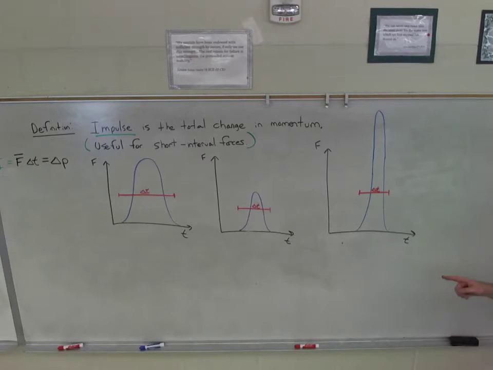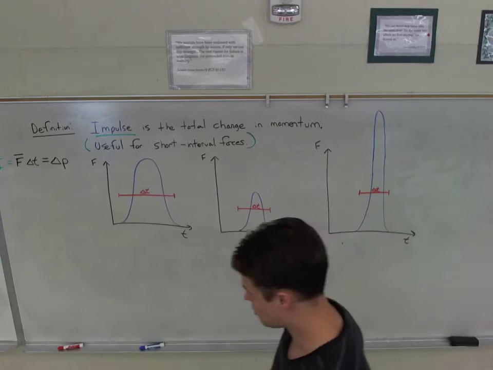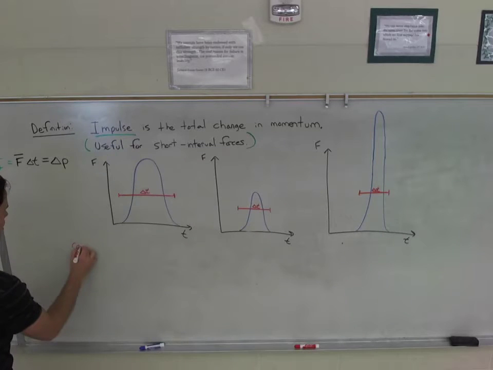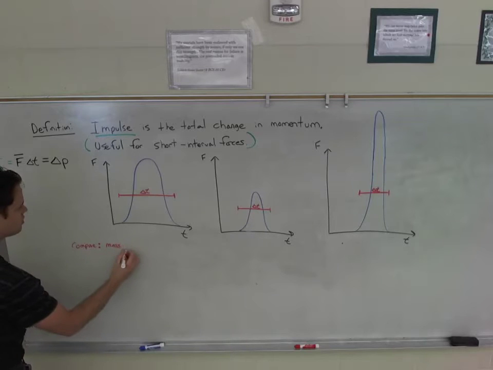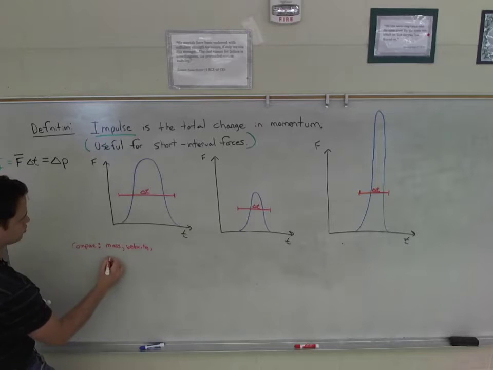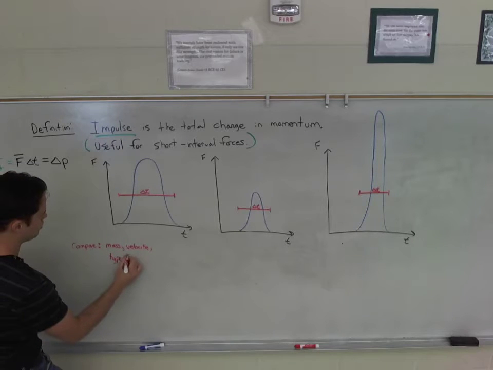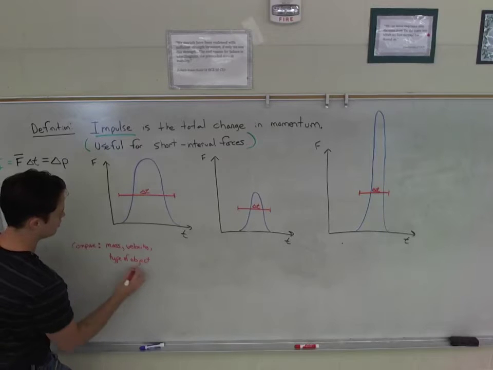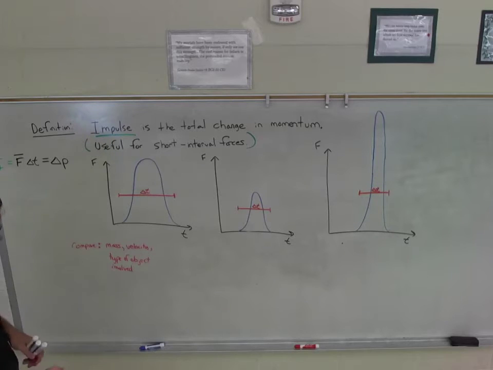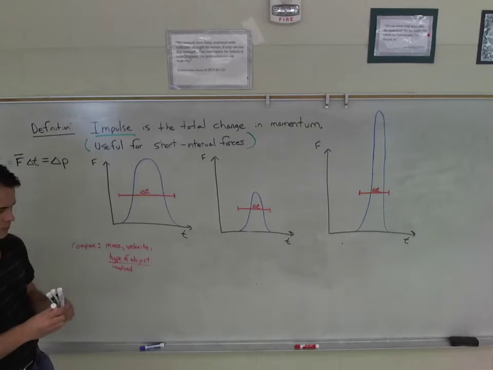So let's talk about those three situations in terms of what's happening with the impulse and maybe what kind of physical objects are involved. So this is what I want us to think about. Let's compare mass, velocity, and type of object involved in this short-term collision we're thinking of that produces this force curve. Okay? Type of object involved.